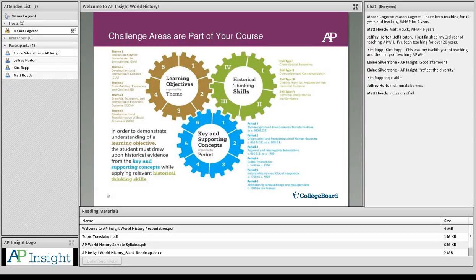All right, if we're looking at this graphic here, this is showing the AP World History curriculum design and how these challenge areas are going to fit into your course. You know that AP World History has themes, it has historical thinking skills, and we know how important that is for this class, and it also has the key and supporting concepts.